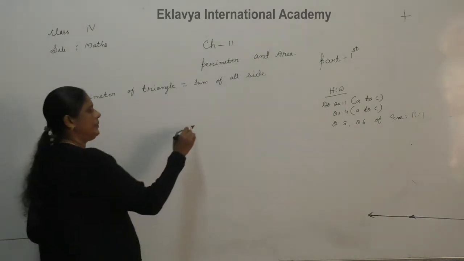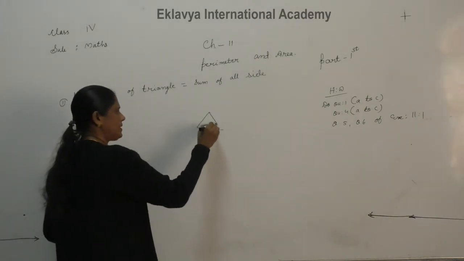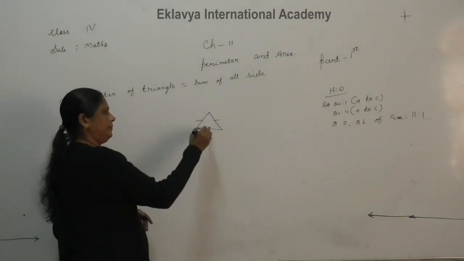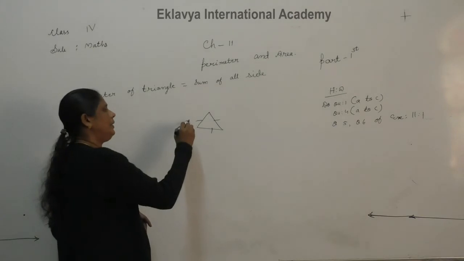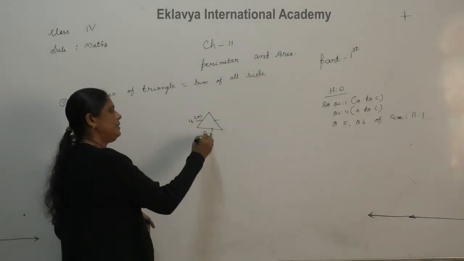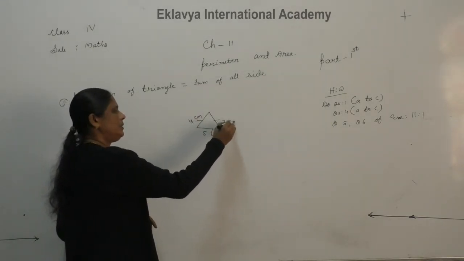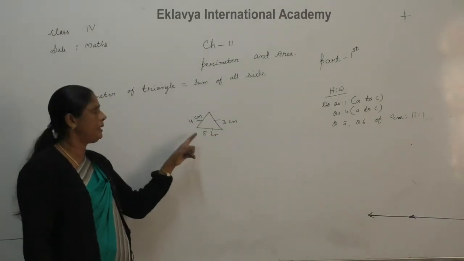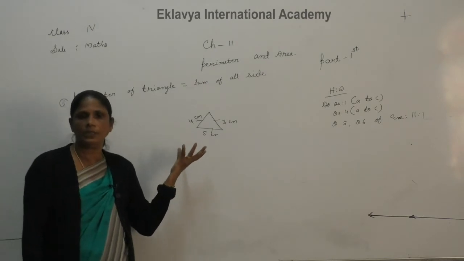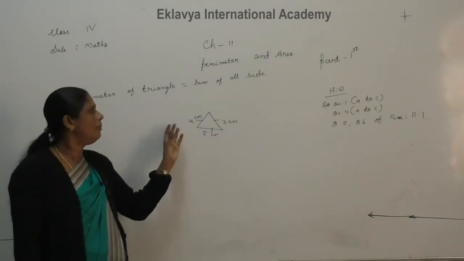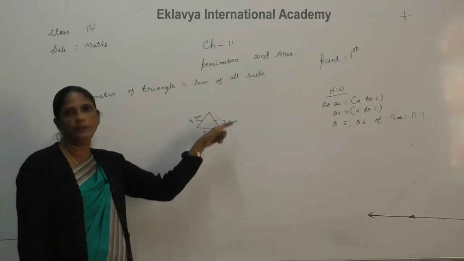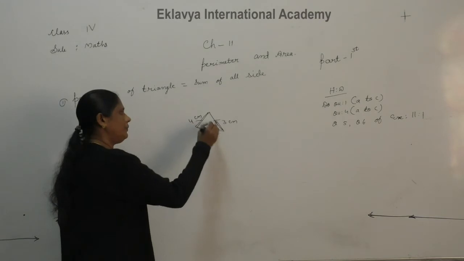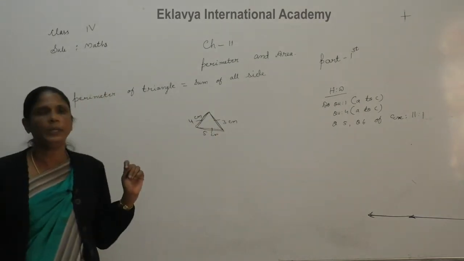Look here. This is a triangle. How many sides? 3 sides. Then we write 4 centimeter, 5 centimeter, then 3 centimeter. What is the perimeter of this figure? What is the definition of a perimeter? The length of the boundary of a plane figure. The length of the boundary of the figure is called perimeter.